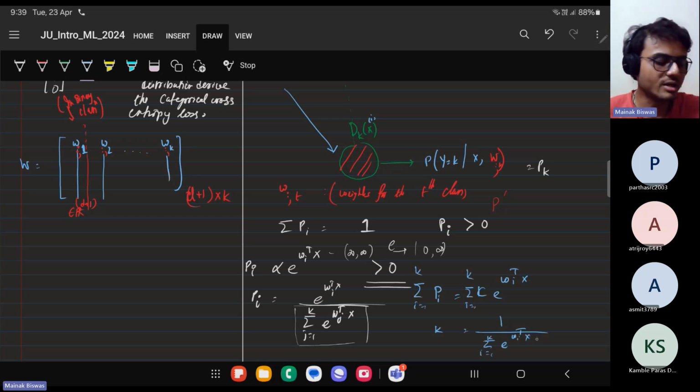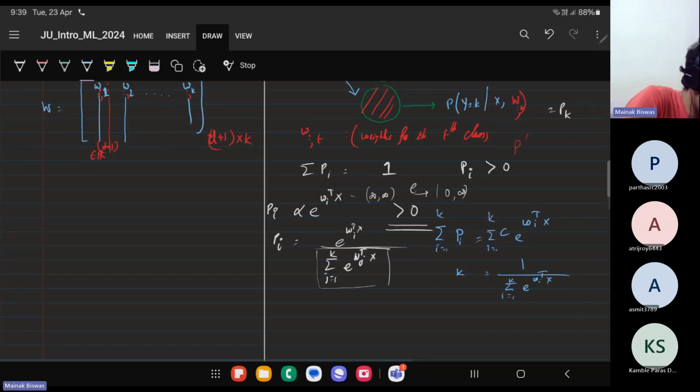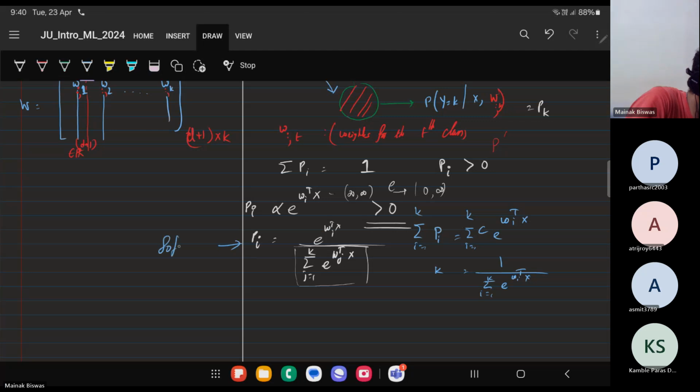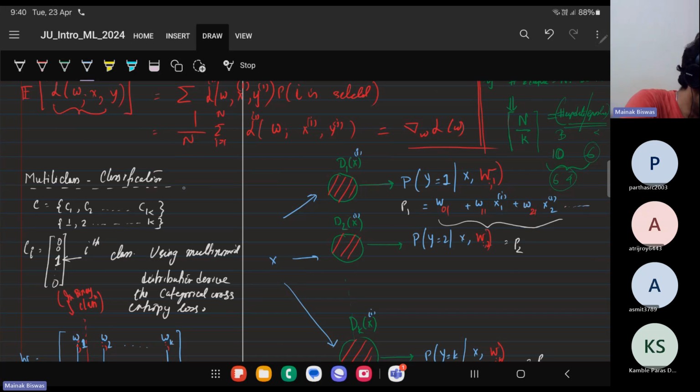Right. Everyone? Yes. So this is called a softmax function. This is the same as sigmoid, but in the multidimensional case. So what distribution will this be? Multinomial distribution, right? Binomial, multinomial. Why? There are k options.